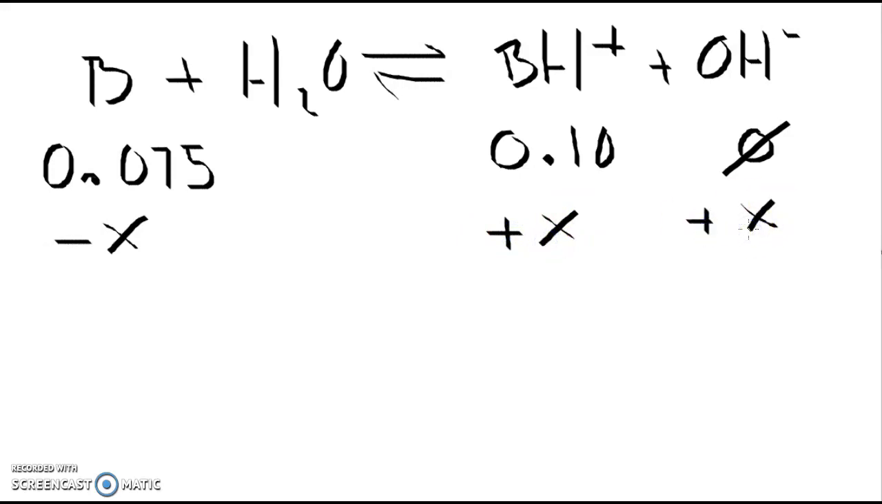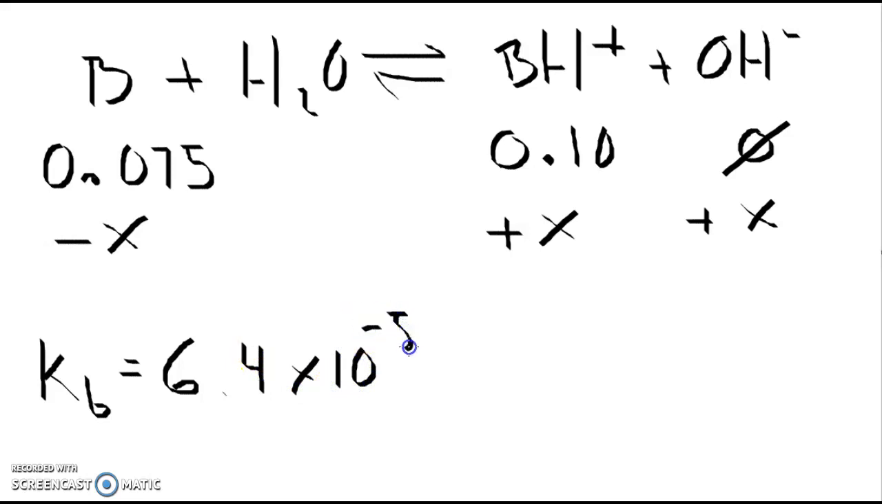And can I ignore x? Is x really small? Yes, x is really small. And I know that because when I go to the back of the book and look up a KB, it says that KB for trimethylamine is 6.4 times 10 to the minus 5. So 0.075 minus x is still basically 0.075.